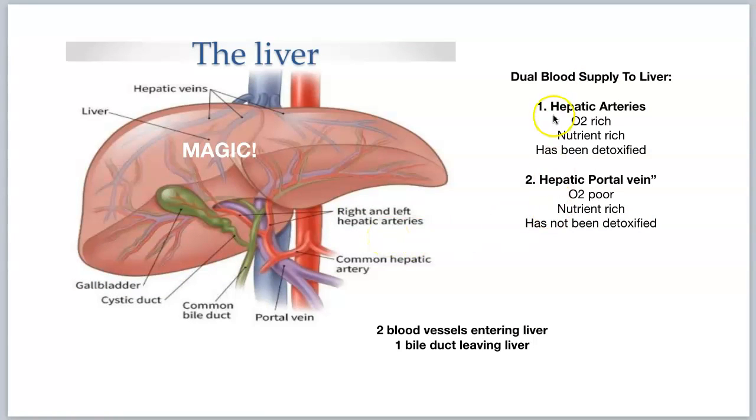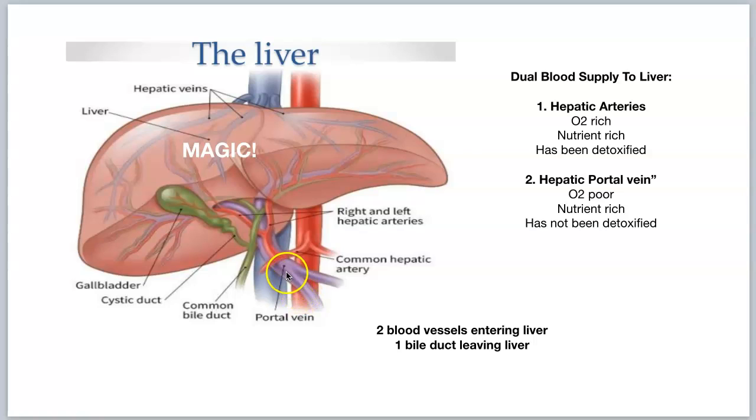So let's go through these two dual blood supplies again. Hepatic arteries, O2 rich, yes, coming straight off of the abdominal aorta. Nutrient rich, yes, coming straight off of the abdominal aorta. And it's been detoxified by the liver at least once. Now the hepatic portal vein, this is O2 poor.